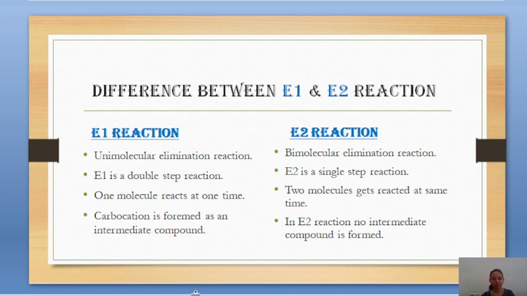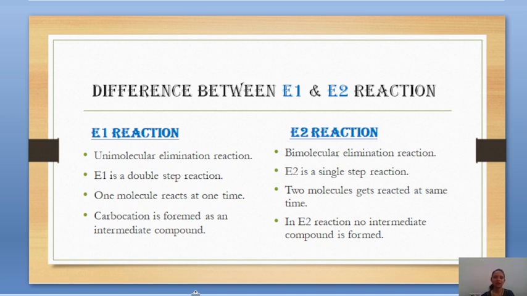Then the next point is that in E1 a carbocation is formed as an intermediate compound, but in E2 reaction no intermediate compound is formed. Yes, we have already seen that in E1 reaction we form one carbocation in the first step, but in E2 reaction there is no formation of any intermediate. The substituent directly attacks the organic compound and it forms the alkene. But in E1 first we form the carbocation. How do we form the carbocation?